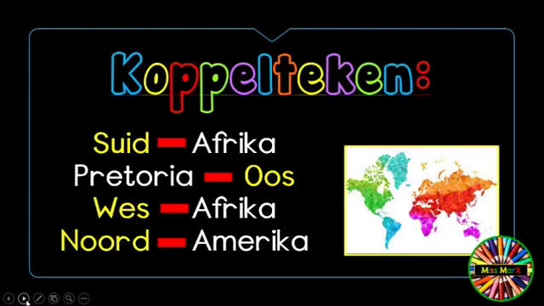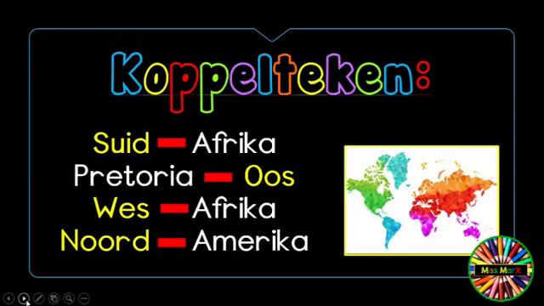For example, Suid-Afrika, South Africa. Now you agree with me that south is a direction and the Afrikaans equivalent is suid. So whenever we connect a direction to a word, we put a koppelteken in the middle. We put in a hyphen. So we connect the direction suid to the word Afrika, Suid-Afrika.